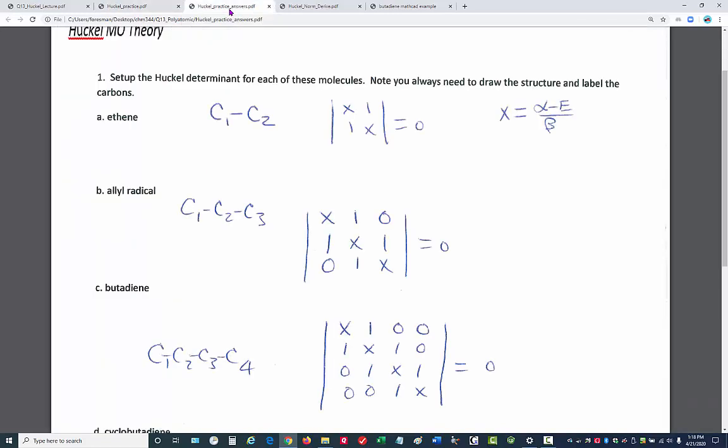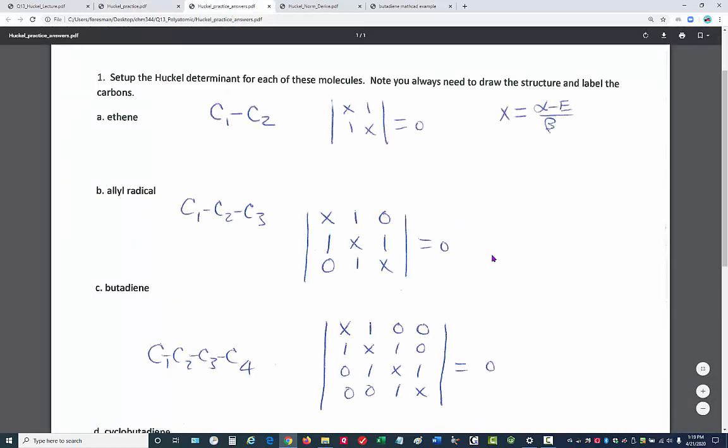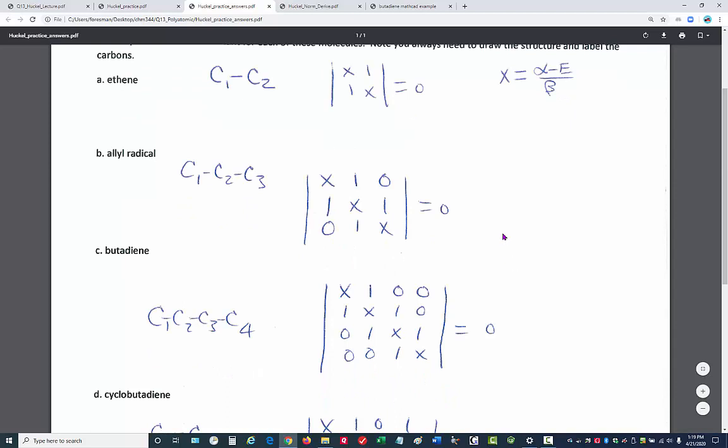Well, hopefully you've had a chance to pause the video and try this on your own. Here we're going to go through the answers for these example problems. First one, part A, was ethene. Ethene is just carbon double bonded to a carbon. So the Huckel model would just have C1 attached to C2. That would be a 2 by 2 matrix. And it would look like this. X's on the diagonal and 1's on the off diagonal.